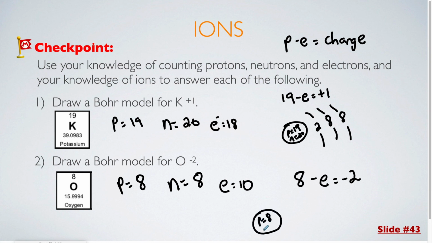Protons are 8, neutrons are 8, 2, and then 8 for my shells. So my total of 10 electrons.